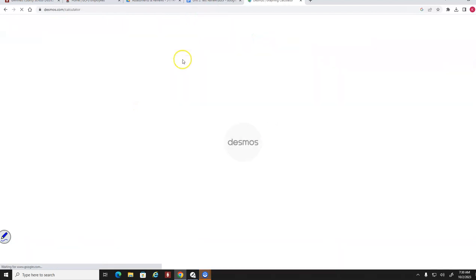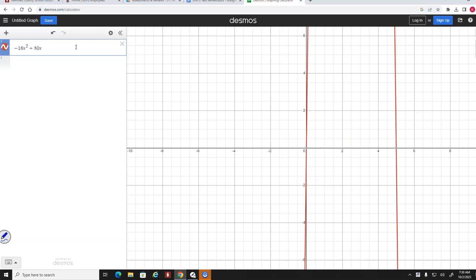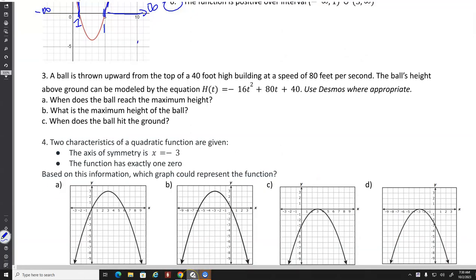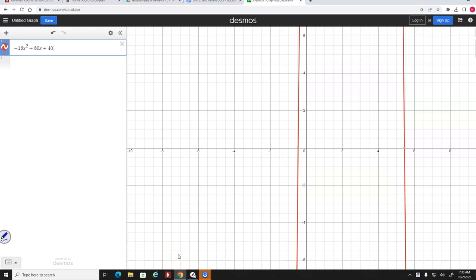And we're going to plug this function into Desmos. So of course we cannot use t, so we're going to use x. So it's negative 16x squared plus 80x, and let's see, what was the last one? Plus 40. All right, plus 40.